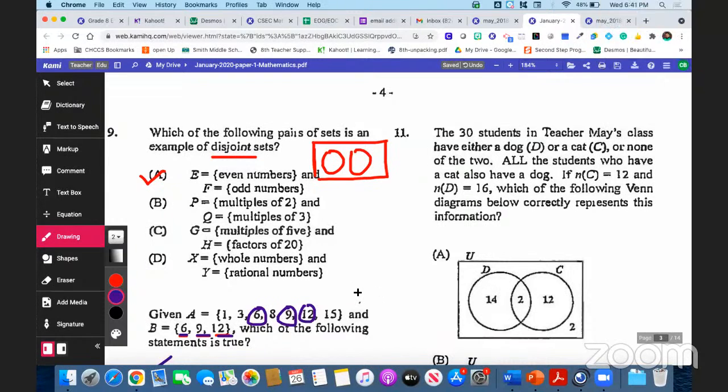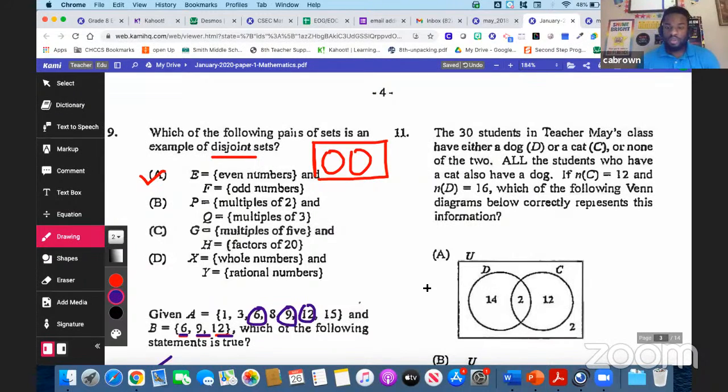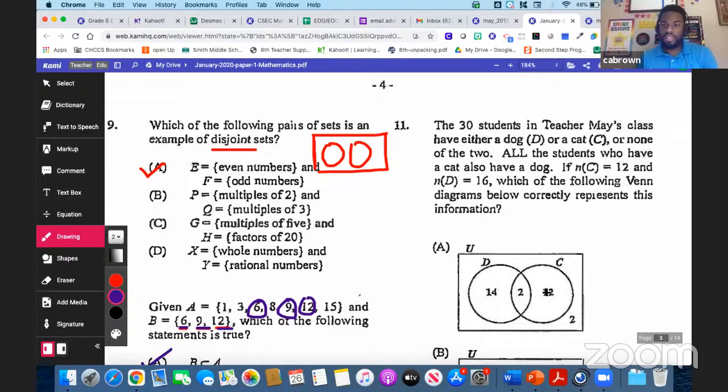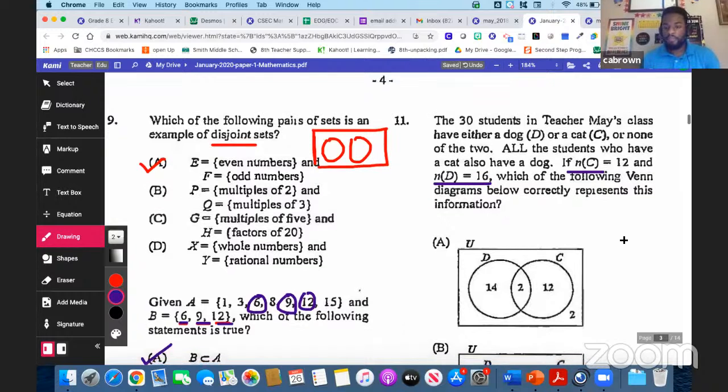All right, number 11. The students in Teacher May's class have either a dog or a cat, or none, or two. All the students who have a cat also have a dog. So every student that has a cat has a dog. If the number of elements in set C is 12 and the number of elements in set D is 16, which of the following Venn diagrams correctly represents this information?